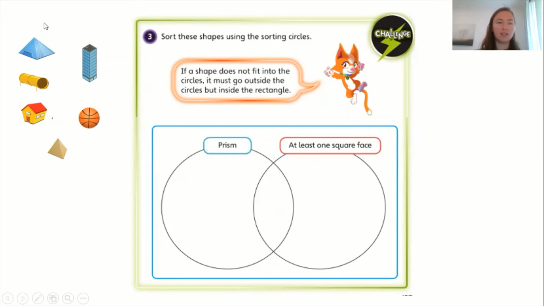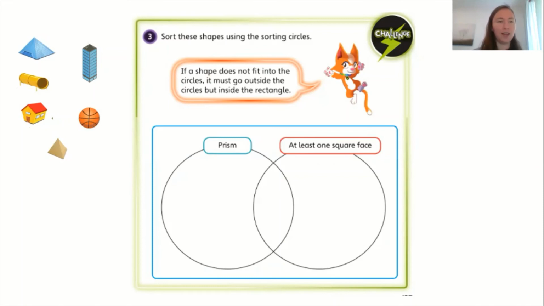Here are the 6 shapes here. We have got this sort of glass pyramid shape. Looks a bit like the Louvre in Paris. There's a tall block of flats here, the bottom section of a slide, a house, a pyramid and a sphere, the ball. Okay, so have a think now, pause the video and decide where they would go on this diagram, and then come back to the video when you're ready for some answers.